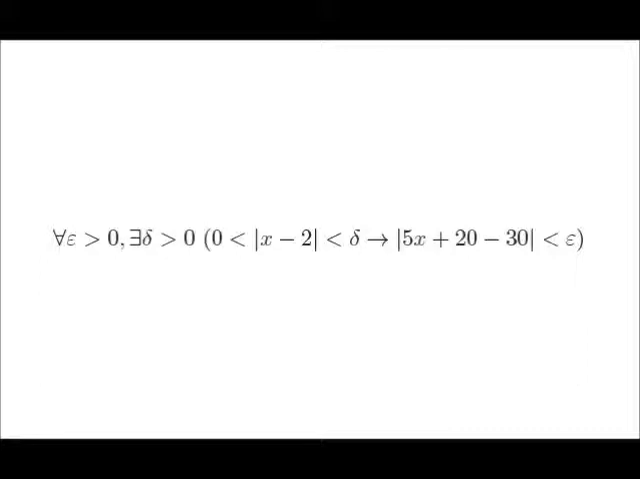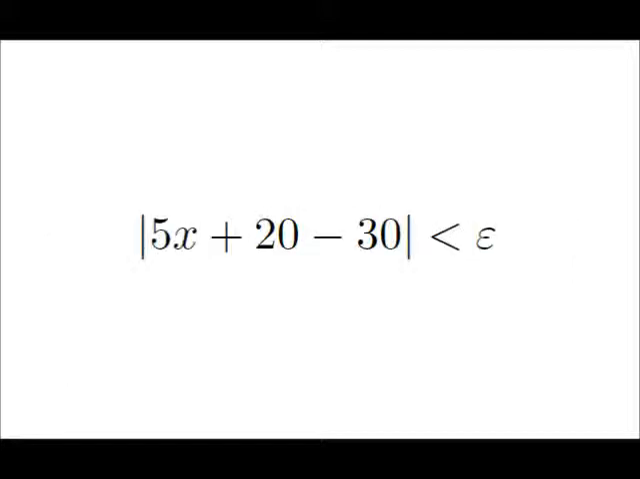So, we want to prove that for all epsilon greater than 0, there exists a value delta such that if the absolute value of x minus 2 is greater than 0 and less than delta, then the absolute value of 5x plus 20 minus 30 is less than epsilon.